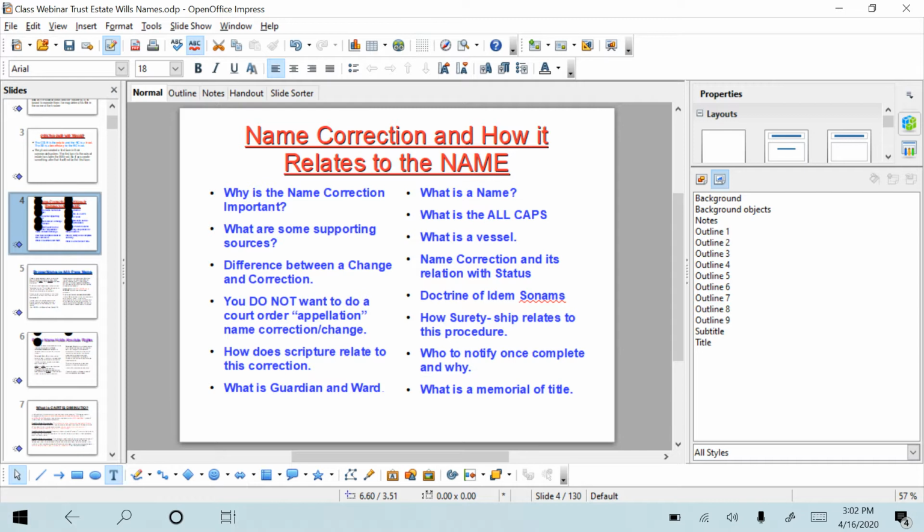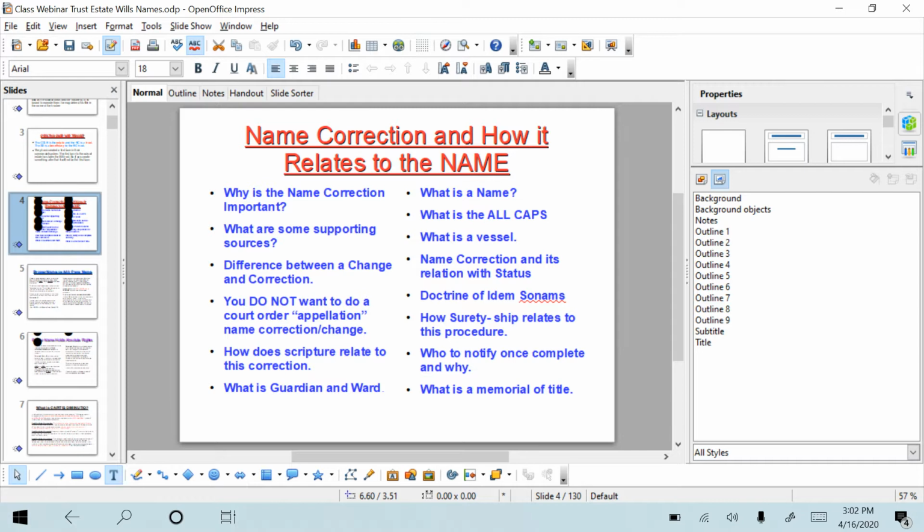What is a guardian and ward? What is the name? What is the all caps? What is a vessel? Name correction and its relation with status. The doctrine of the synonyms. How suretyship relates to this procedure. Who to notify once complete and why. What is a memorial of title?